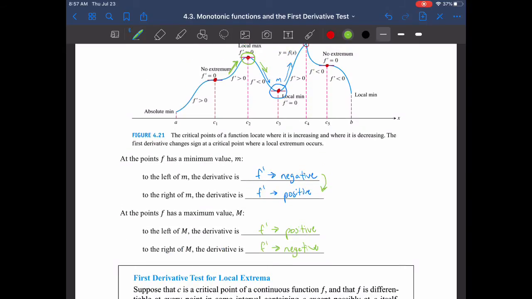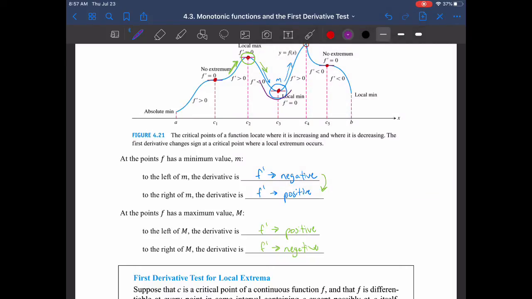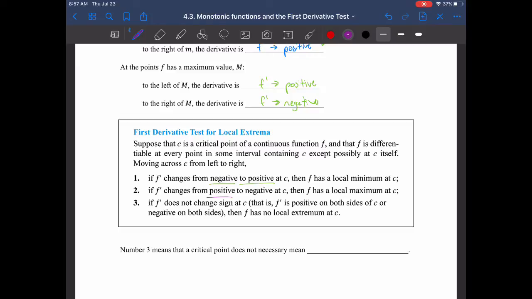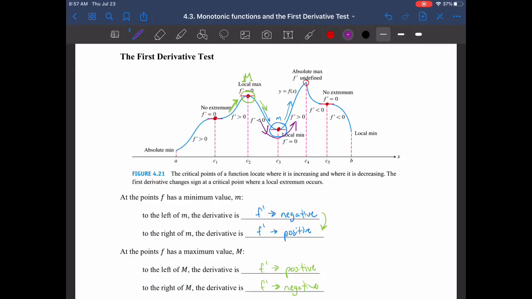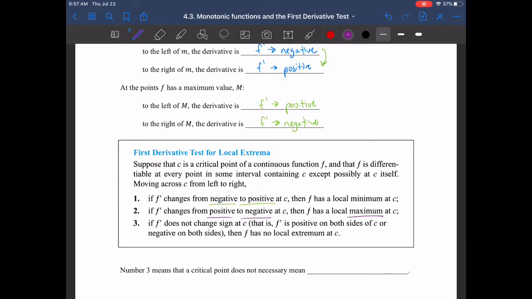We're coming here from the left, we're at negative, and then suddenly we cross that point and we go to positive. That makes that a minimum. That's all that's saying to us. Part 2 tells us if it changes from positive to negative at c, like this point up here, we're going from positive slopes over to negative slopes. That gives us a local maximum. If f prime does not change signs at c, that is, f prime is positive on both sides of c or negative on both sides of c, then f has no local extremum there.